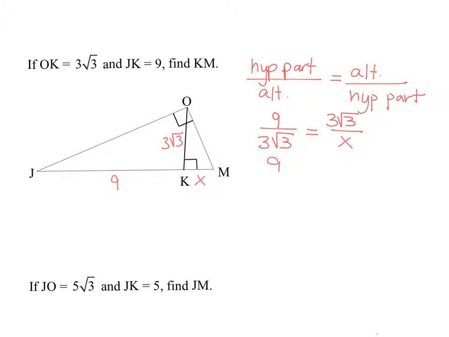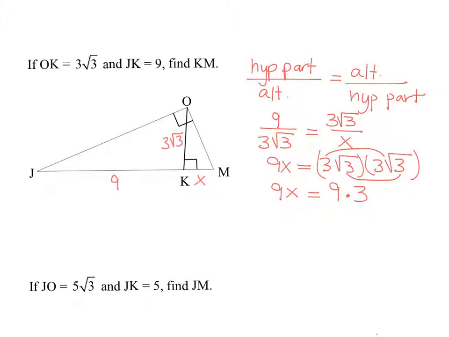And we end up with 9x. Hopefully you know what 3 root 3 times 3 root 3 is, but I'll show you the math like we talked about on day 1. It results in 9x equals 3 times 3, which is our 9. Root 3 times root 3 gives us 3. In reality, there's no point even multiplying out to get 9x equals 27. You could cancel out the 9s, but 9x equals 27, and we end up with x equaling 3, or that KM has a length of 3.